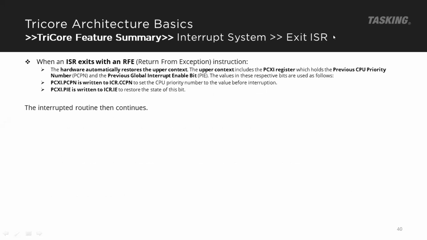All right, so let's see what happens if I exit the interrupt service routine. First, the hardware restores the upper context for me. The previous CPU priority number is written back to the current CPU priority number, and the interrupt enable is restored again. This is what happens when I exit the interrupt service routine.